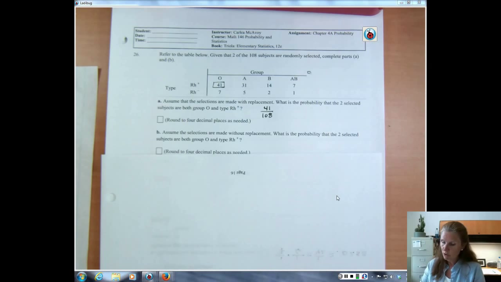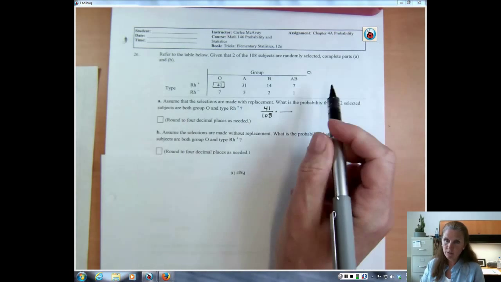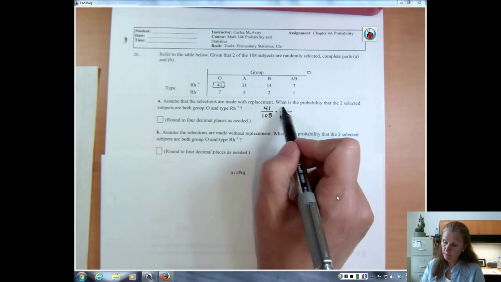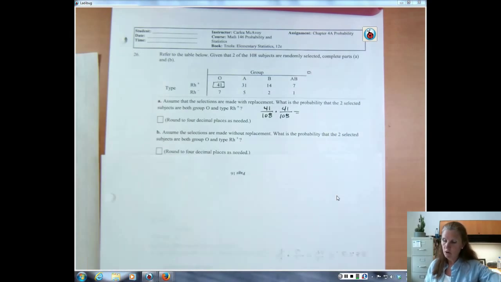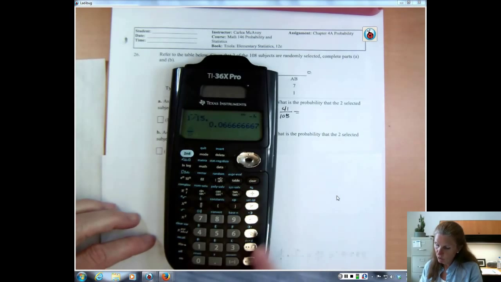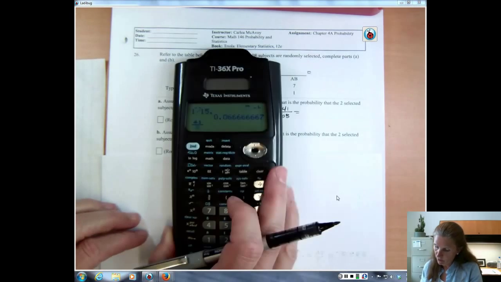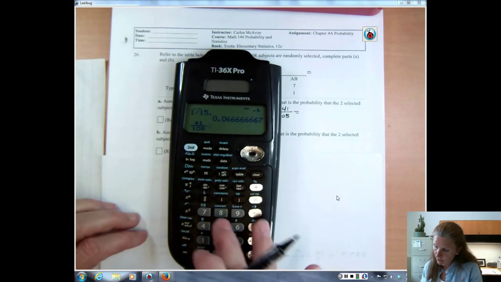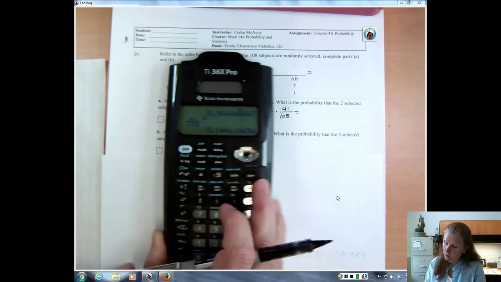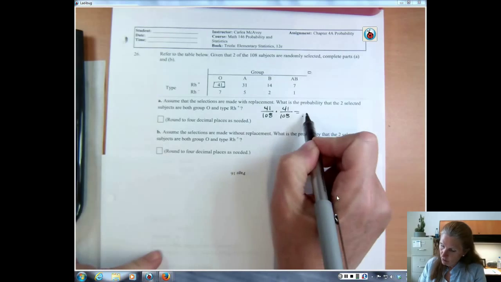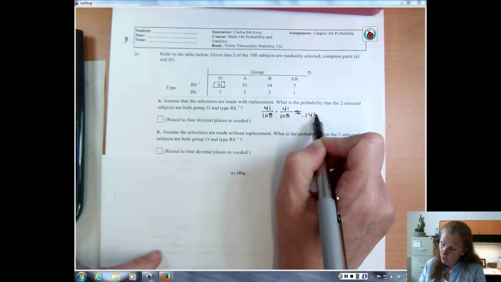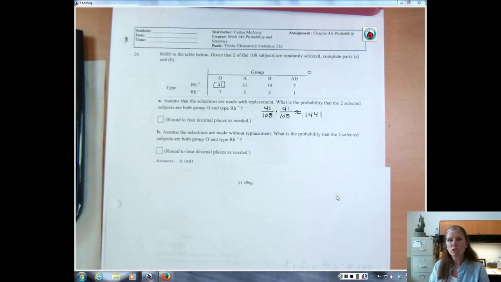But that's my first person. For my second person, I put that first person back in, so I have 108 people again, and I've got the same probability twice. 41 over 108. Put the fraction into your calculator, and then take that to the second power, and that gives me approximately 0.1441.